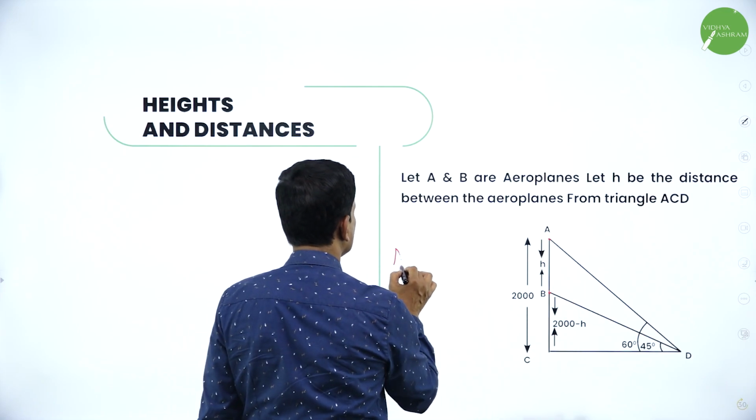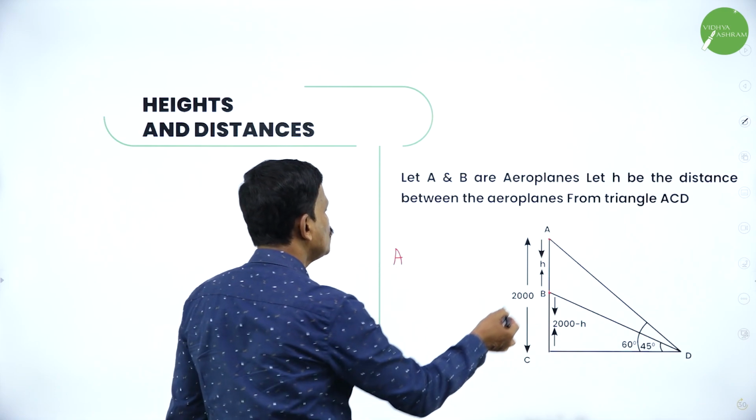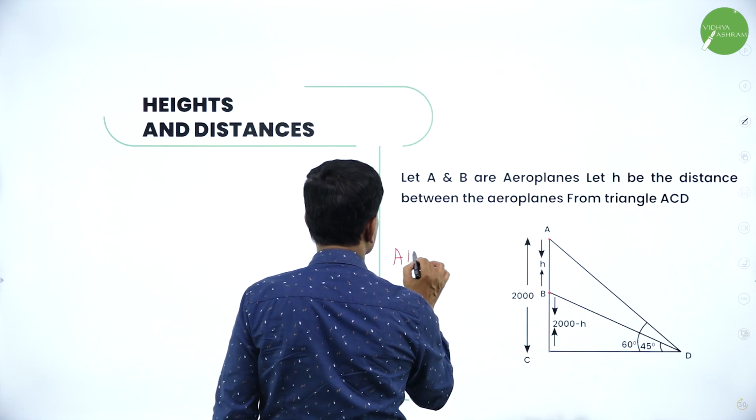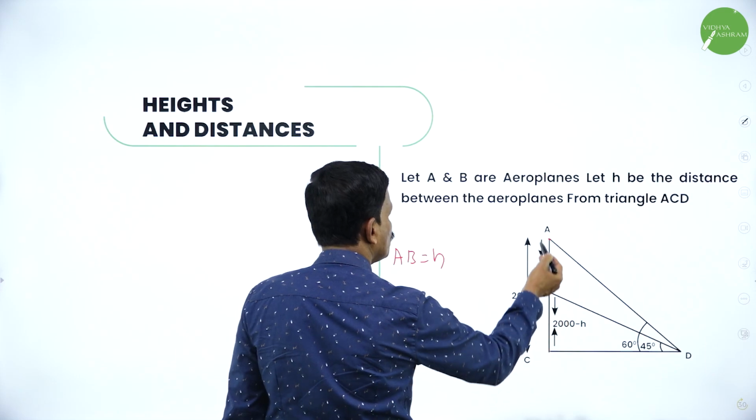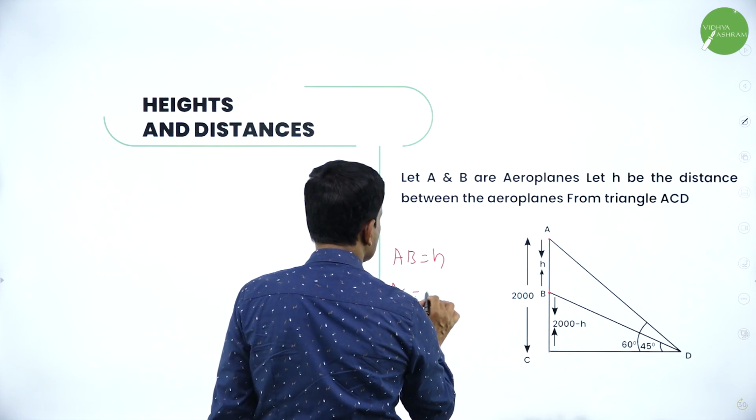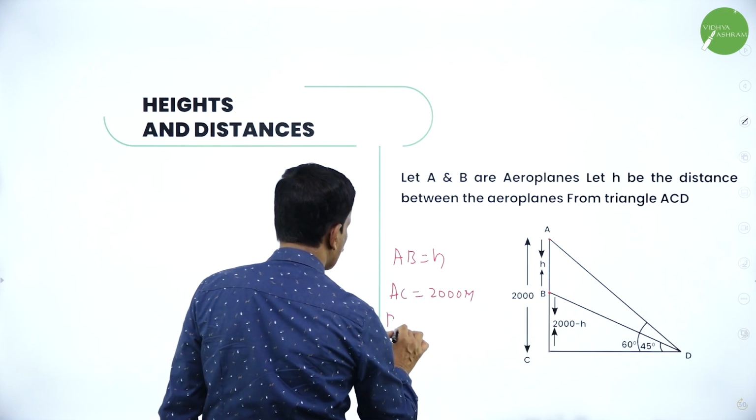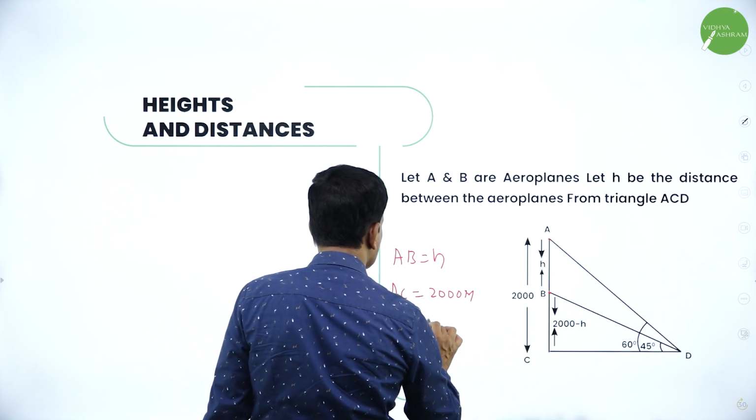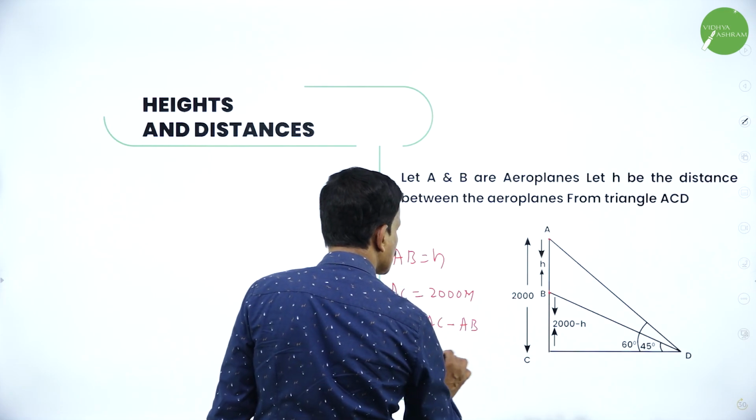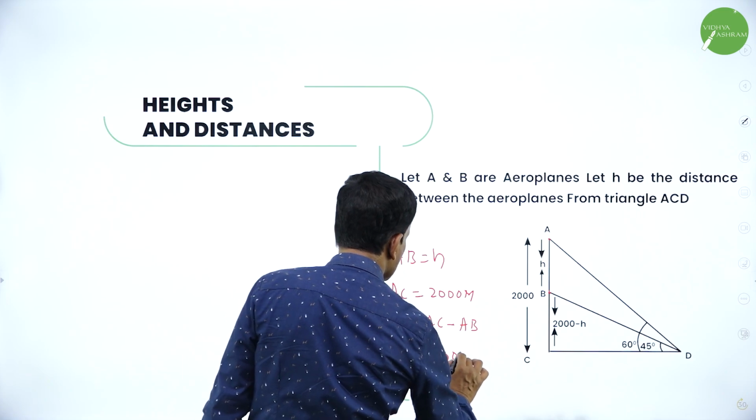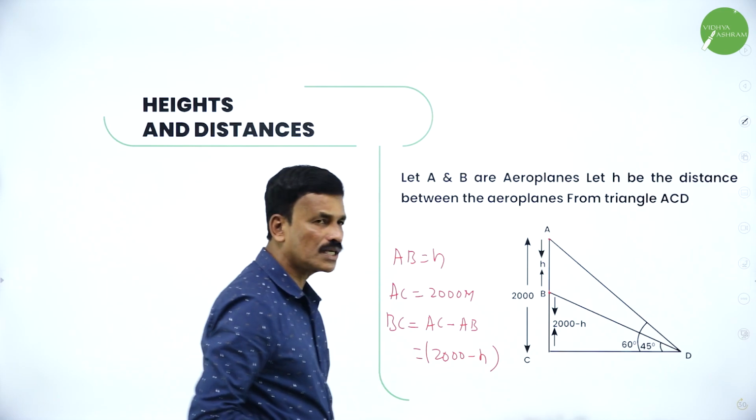So what is given here? Let A and B be the aeroplanes. Let H be the distance between these two planes. So the distance between these two planes is AB is equal to H. And the distance between A and C is given. AC is equal to 2000 meters. So what is BC from this figure? BC is equal to AC minus AB. So that is nothing but AC is 2000 minus AB is H. Therefore BC is equal to 2000 minus H.